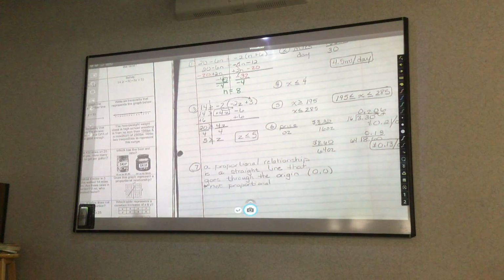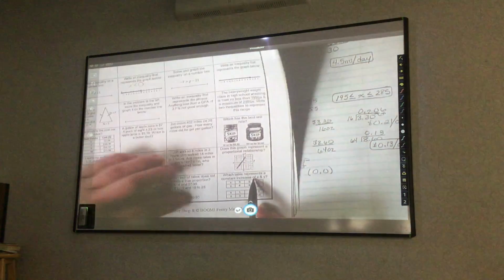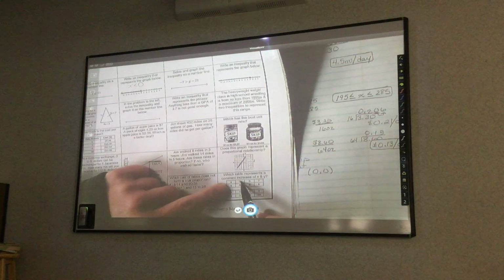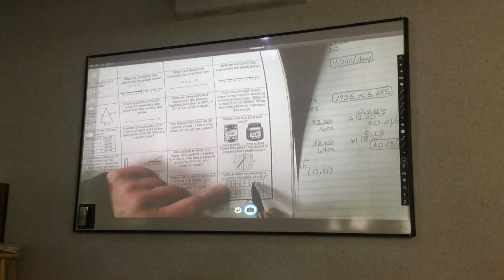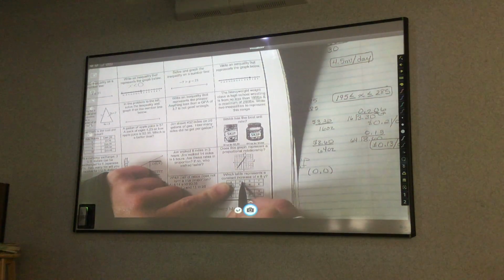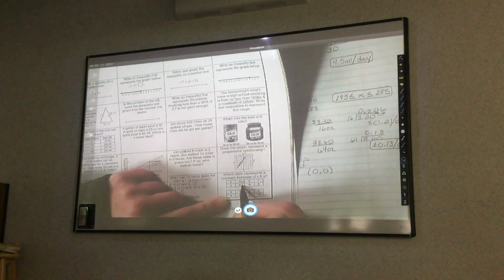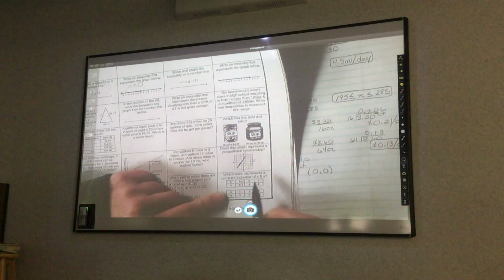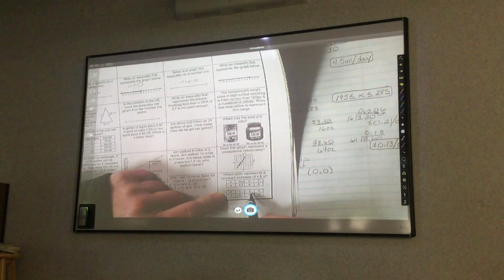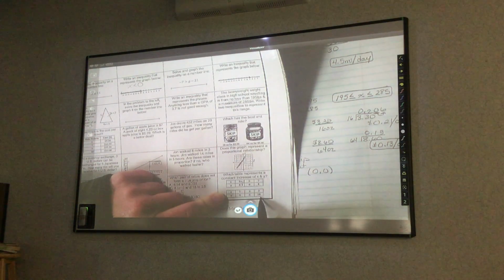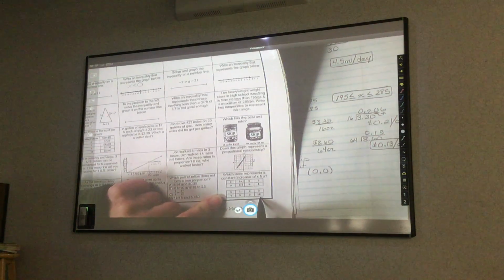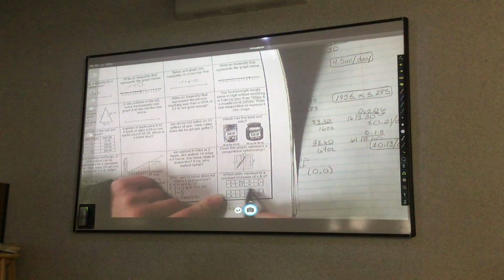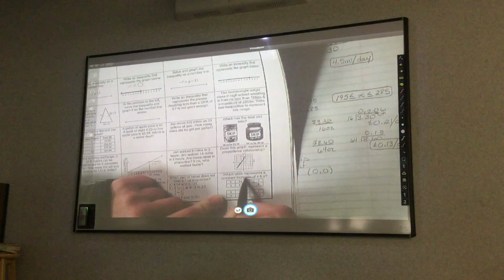Number 8 asks which table represents a constant increase of x and y. Okay, so if I go from x to y, I'm adding 1 here. 3 plus 1 is 4. 5 plus 1 is 6. 7 plus 1 is 8. So I'm adding 1 each time to get to my y. X plus 2 is 3. 2 plus 2 would be 4, so that doesn't work. But 1 times 3 is 3. 2 times 3 is 6. 3 times 3 is 9. So is this a constant increase? No. So the answer is the first one.